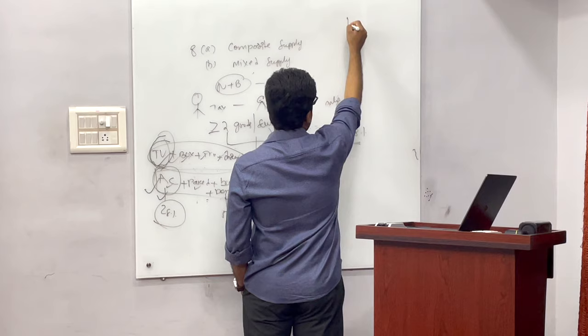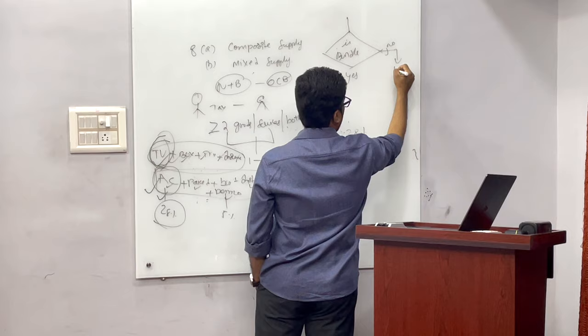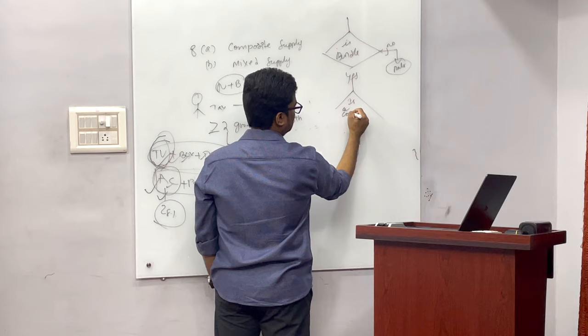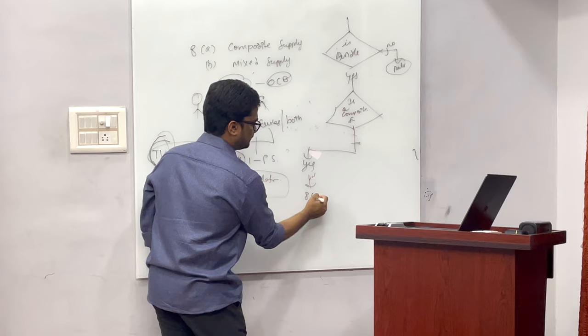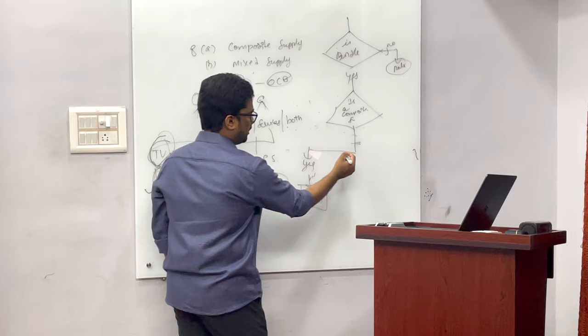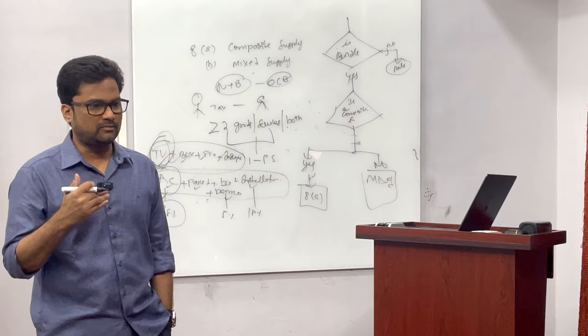So if you draw a flow chart, is there a bundle? No means you go and apply the rate of tax applicable for that particular good or service. Yes. Next is whether it is a composite supply. Yes. Then 8A. What is 8A? Apply the rate of principal supply for the entire bundle. No. No means what? Composite supply no means it is what? It becomes mixed supply. It goes to 8B. That's all. So what you have to see is whether it is a composite supply or not. If it is not a composite supply, it will automatically become a mixed supply.